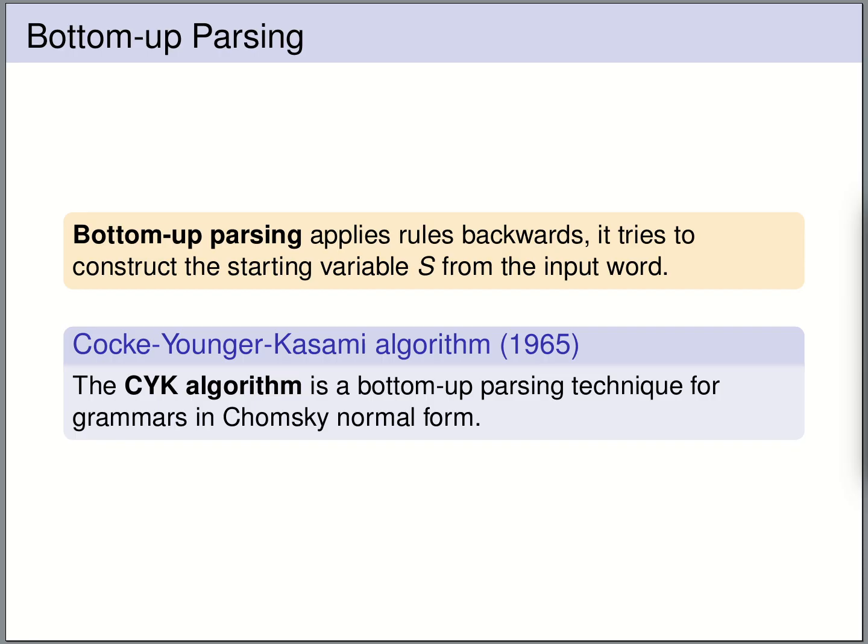The CYK parsing algorithm works with grammars in Chomsky normal form. So if you are given an arbitrary grammar for a context-free language, you first transform it into Chomsky normal form, and then you can apply the parsing algorithm.